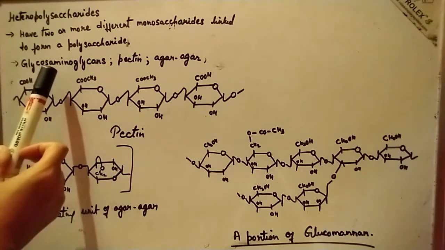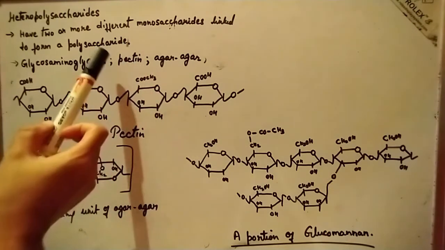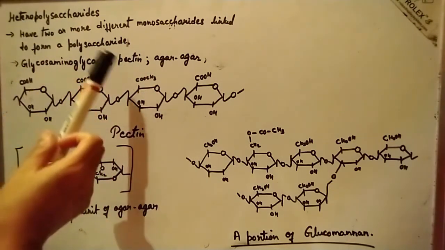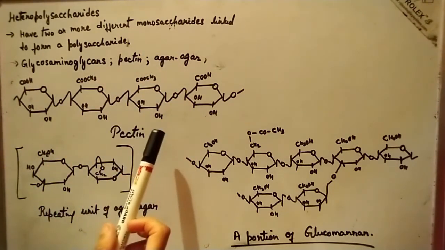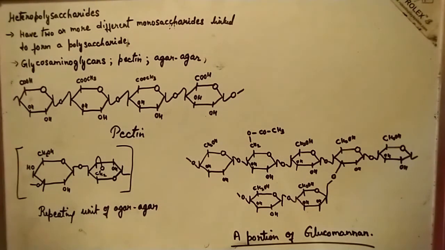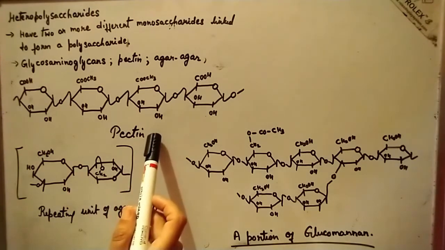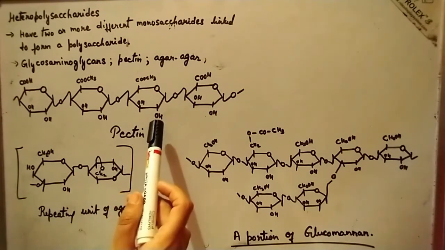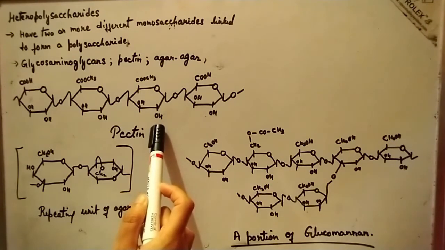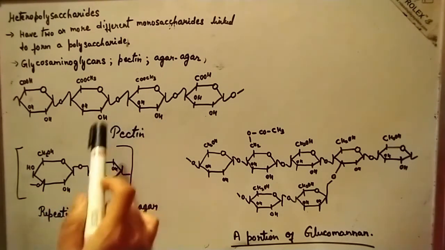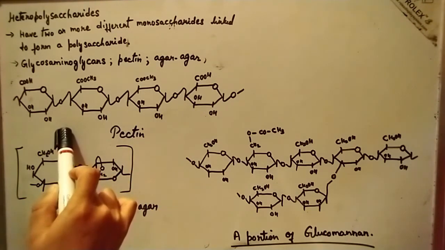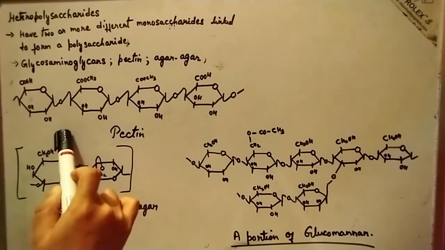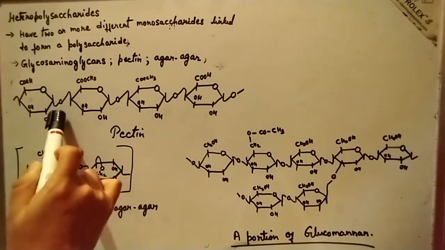Now coming to another important heteropolysaccharides, that is pectin and agar agar. This is the structure of pectin. Pectin is actually the important cementing material in plant tissues, and it is also the main constituent of the middle lamella. This pectin is a polysaccharide of the alpha D galacturonic acid joined by alpha 1,4 linkages.